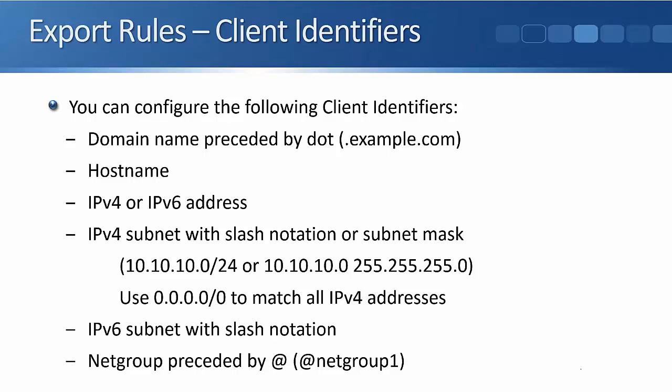If we wanted to match all IPv4 addresses, we would use 0.0.0.0/0. We can also use an IPv6 subnet with slash notation, or a netgroup. When we specify a netgroup, say the name preceded by an @ symbol, for example @netgroup1. So the client identifier does what its name says, it's identifying the client that is requesting access.